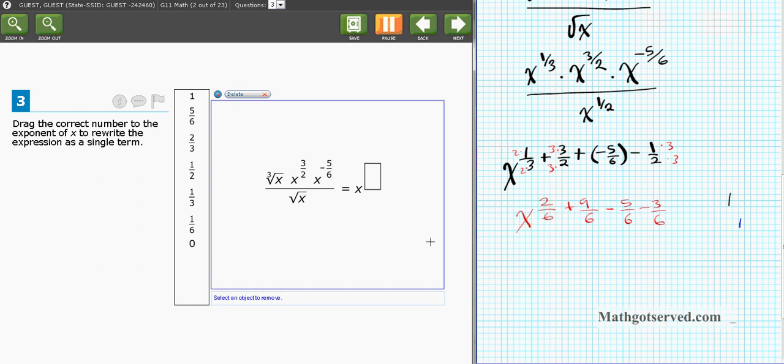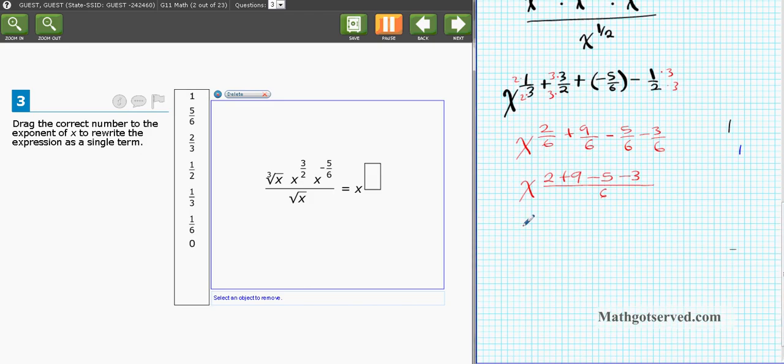So we're going to have x, we're going to have 2 plus 9 minus 5 minus 3, the entire thing divided by 6. Okay, that's for the power. So now let's simplify that. We'll have x, 2 plus 9 is 11, and then 11 minus 5 minus 3 is minus 8 over 6.